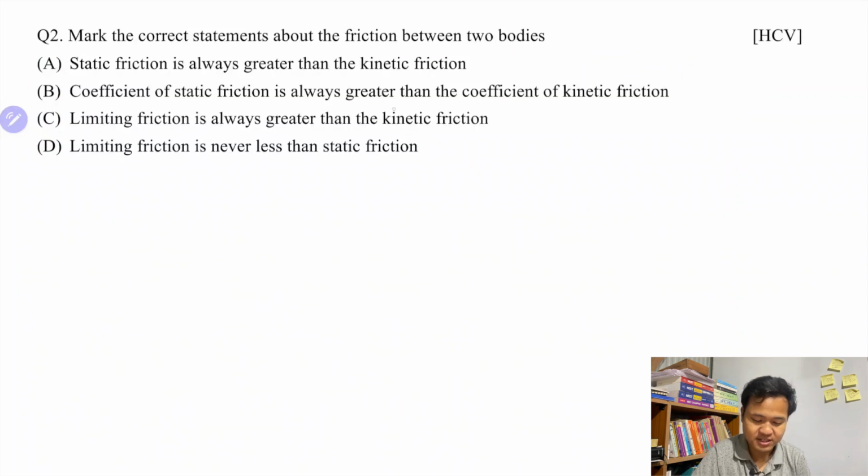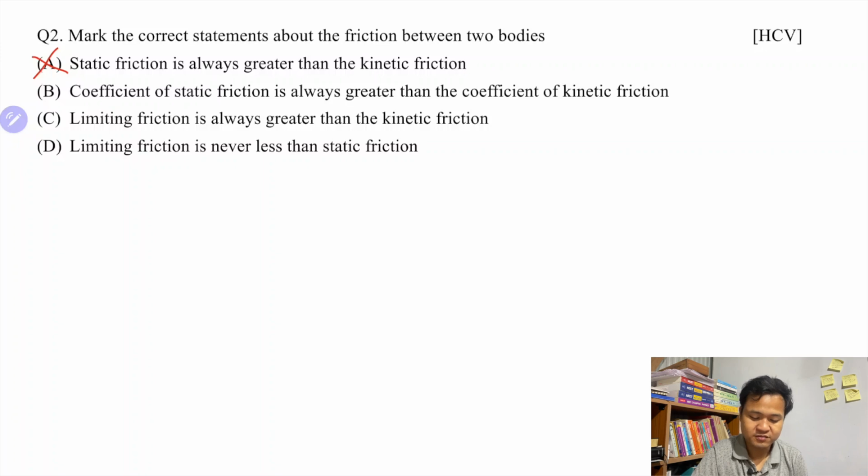Okay, next question. Mark the correct statement about the friction between two bodies. The first option says static friction is always greater than kinetic. That depends on the applied force, as static friction is self-adjusting. It can change, and it may be less than kinetic friction. So the first option is wrong.